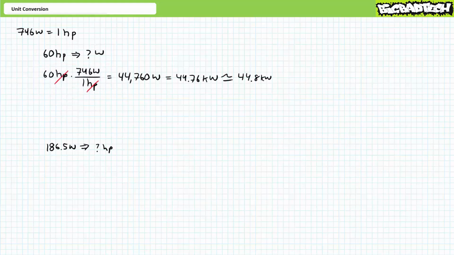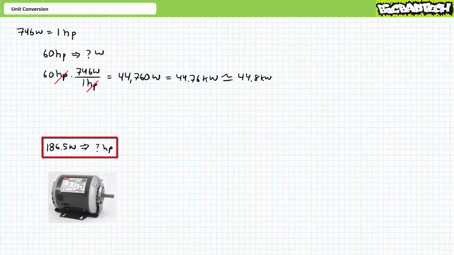The unit you want is watts. The unit we don't want is horsepower. The one we need to multiply is 746 watts over 1 horsepower. 60 horsepower times 746 watts over 1 horsepower. Units of horsepower cancel out, and we're left with 44,760 watts. If we express this number in proper engineering format, it would be written as 44.76 kilowatts. If we're asked to round this to the nearest tenth place, we could say 60 horsepower is roughly equivalent to 44.8 kilowatts. Let's try this method in reverse.